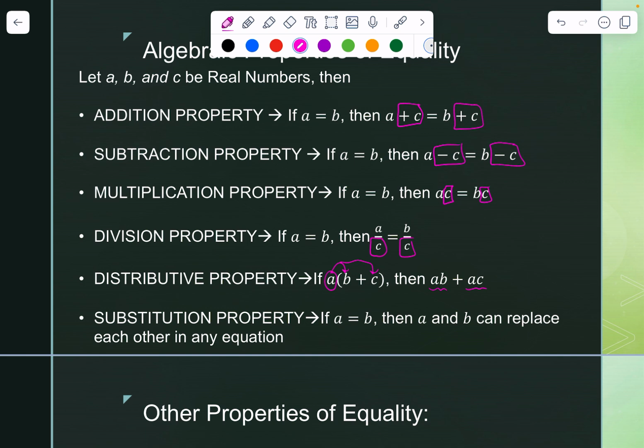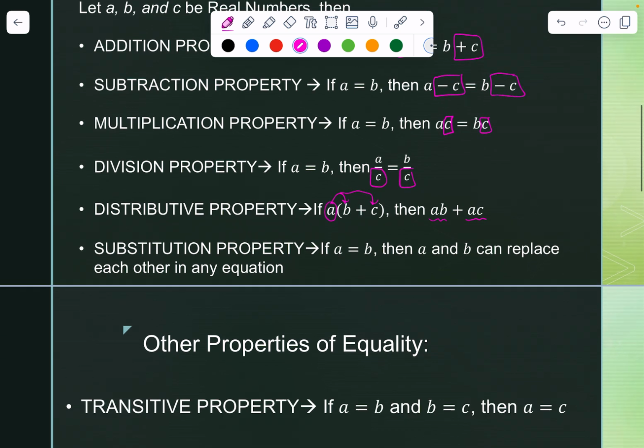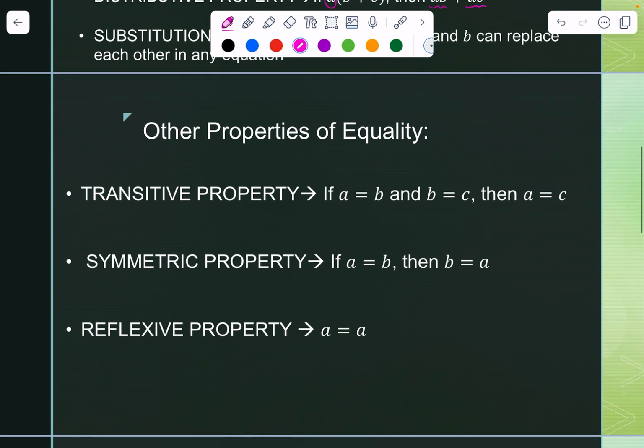An example of this would be if I had 2 plus 3, and I know that equals 5, then what I can remove is 2 plus 3, I can put 5 in its place. Another example, if I told you that X was 7, then wherever I see X, I could put 7 in. That is using the substitution property. A couple others that we need to hit on.